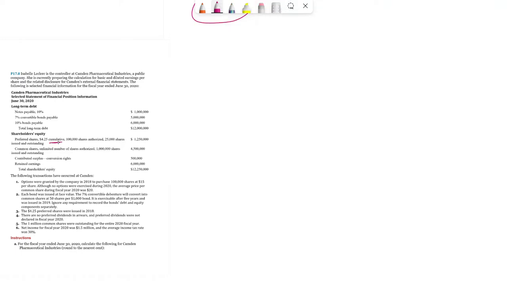So now we have cumulative shares. They have given us a dollar value, and we needed to look at that. In other words, we want to know, did they pay any dividends? The first thing we're going to do is basic earning per share. How do we calculate the basic? We have a net income. In this case, I saw it was 1.5 million, right here in number 6. Net income for the fiscal year was 1.5 million, 30% tax, and then we have 1 million shares outstanding.